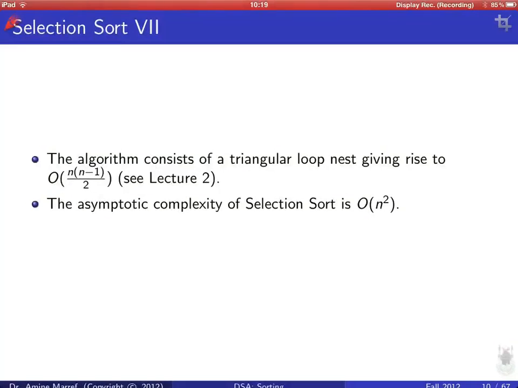So the asymptotic complexity of this algorithm is big O of n squared, and I think in lecture 2 towards the end you find an example of a triangular loop which has asymptotic complexity n squared, and where the loop is actually triangular. So selection sort is big O of n squared. Is it clear why it's big O of n squared?